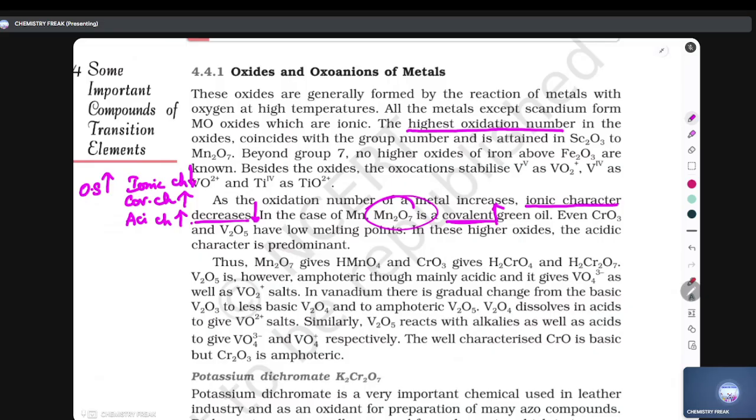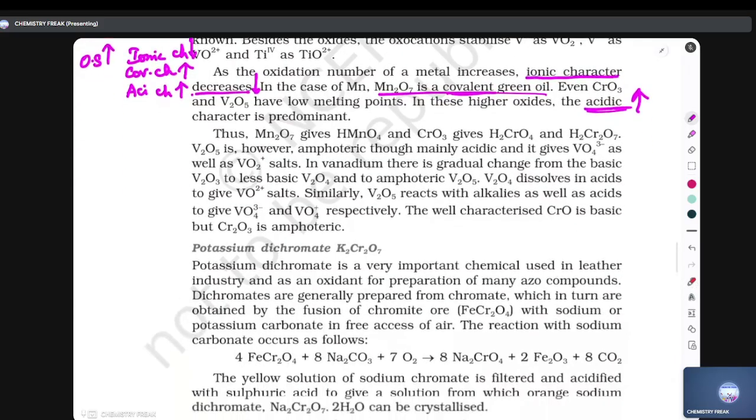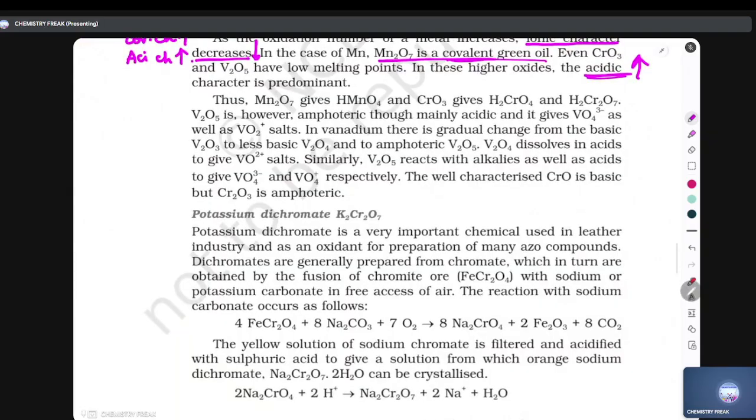This Mn2O7 is a covalent green oil. And acidic character also increases accordingly. Very important thing. Okay? Right. Next, Mn2O7. This is a covalent compound. It gives HMnO4, and this fellow gives H2MnO4 and also H2Cr2O7.